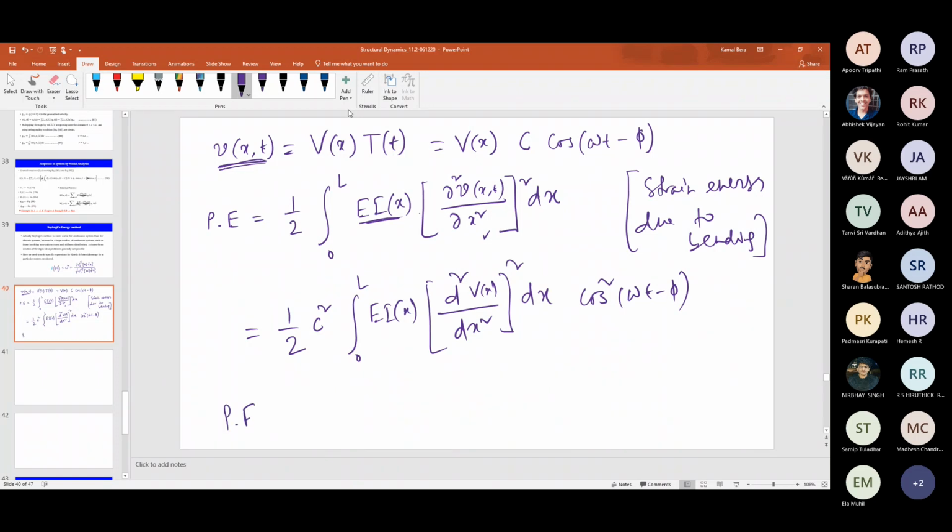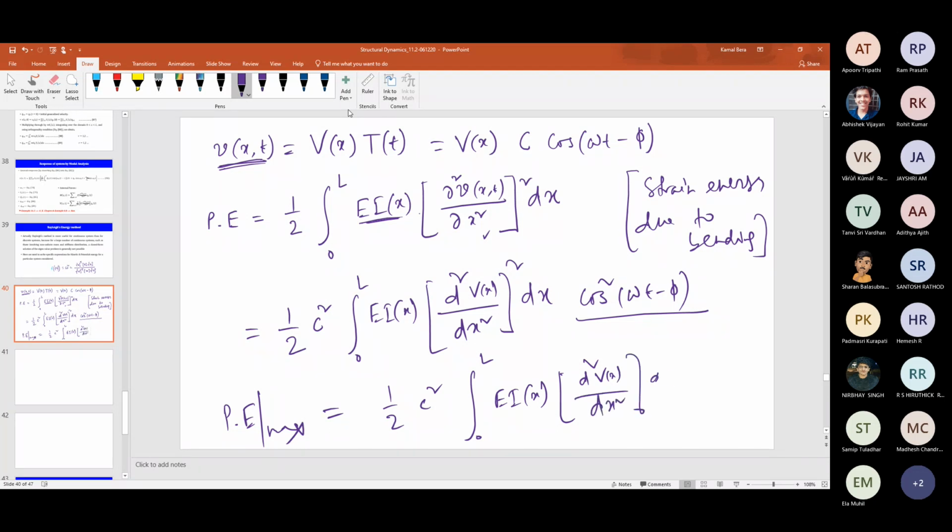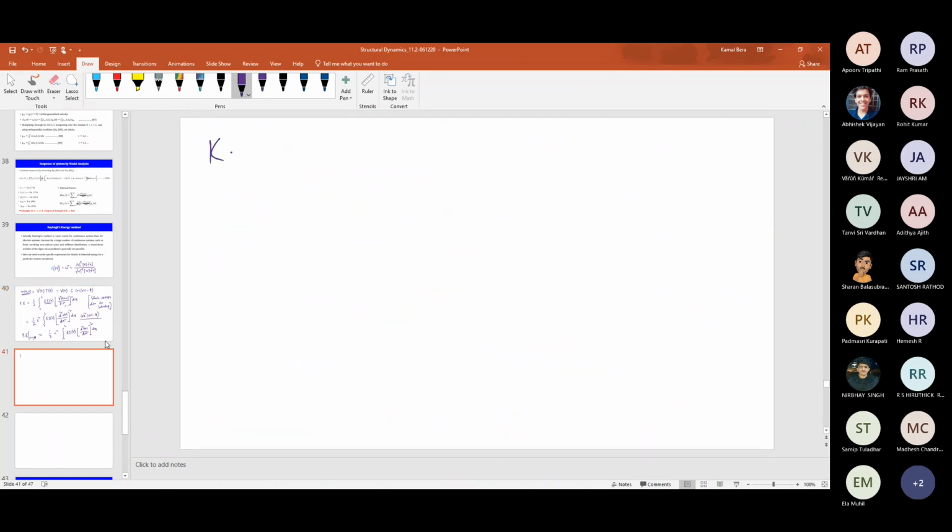So what is the maximum potential energy, P max? Maximum will be when the cosine squared is 1, right? So that is half C squared times the integral from 0 to L of EI(x) times the second derivative of v(x) with respect to x, squared, dx. So this is the maximum potential energy. Any issue with this? Anybody has?